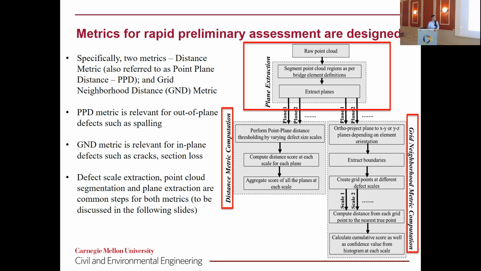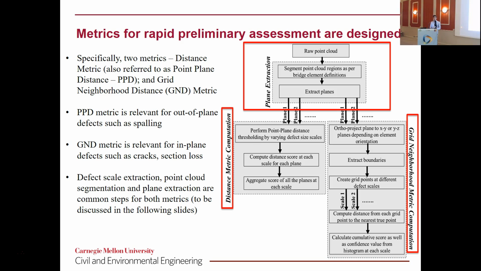Now I'm going to go more in depth on the specific metrics that were determined from this research process. Now, I'll be talking about two primary ones, the PPD metric and the GND metric. The PPD metric, also known as the point plane distance metric or the distance metric, is more relevant for out-of-plane defects such as spalling, primarily. And then the GND metric is more relevant for in-plane defects such as cracks and section loss. The GND, by the way, refers to grid neighbor distance.